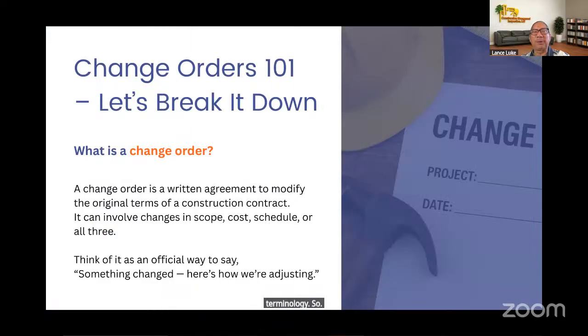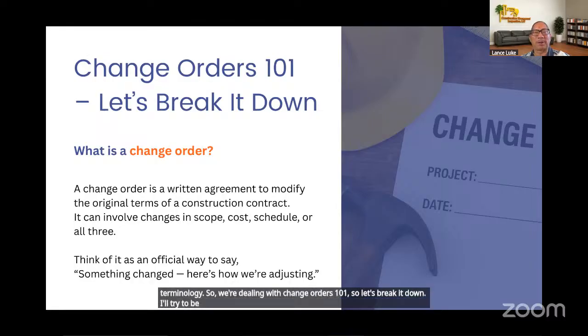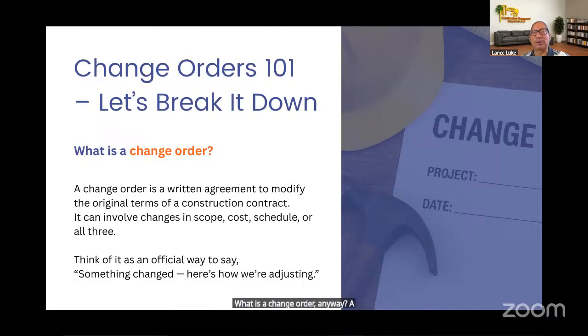So we're dealing with change orders 101. Let's break it down. I'll try to be very simple, not too complicated. What is a change order anyway? A change order is any change to the original contract.